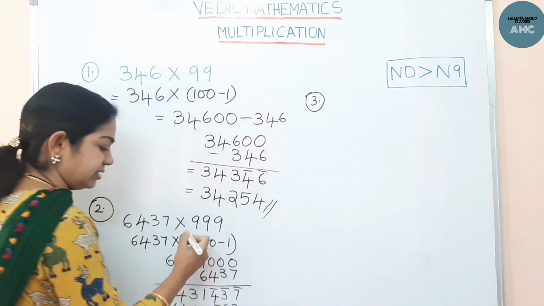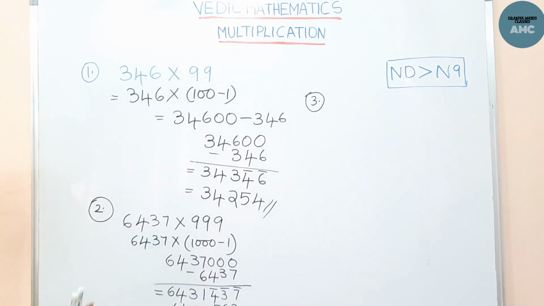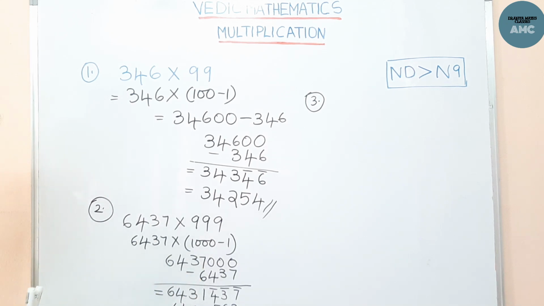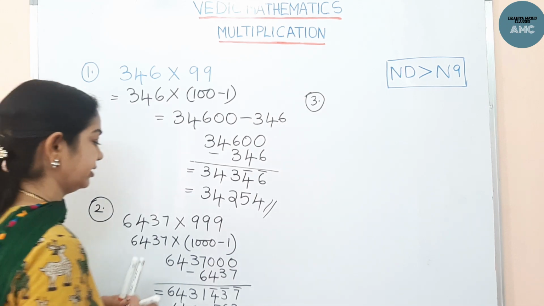Now it takes 3 to 4 seconds simply. Just write this number directly and do the subtraction. We will do that now. We won't write all these steps. We will do it in a faster way here.